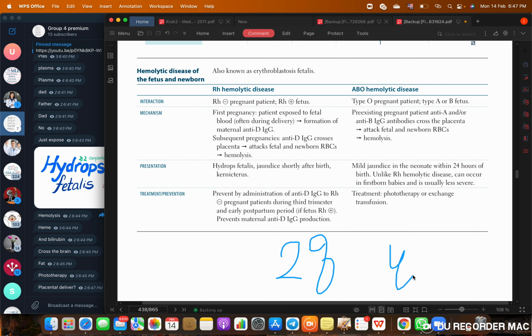And next, she delivers at 40 weeks and the titers of antibodies have gone down. Even if she gets exposed, she already has the antibodies, so she will not make new ones. So it prevents the maternal anti-D IgG production. It's a way to trick the mother.